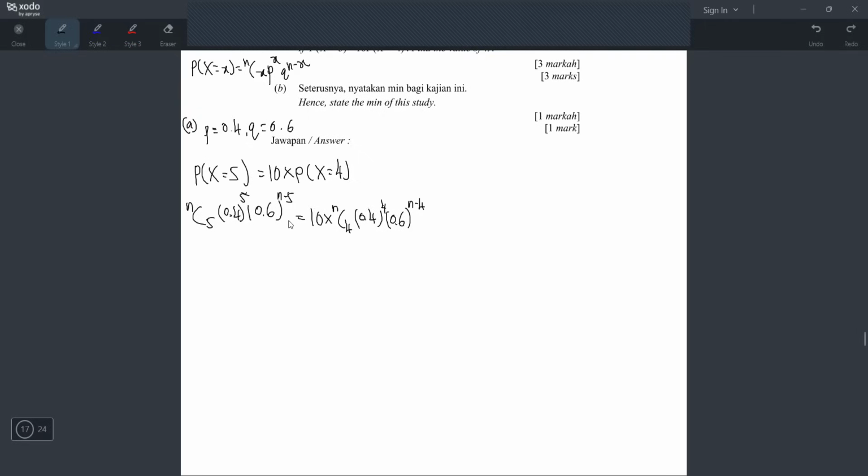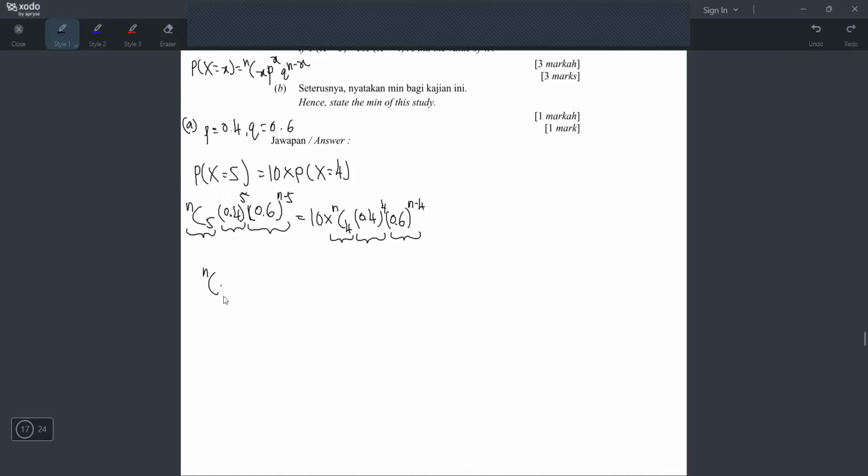Okay, if you look carefully here, this is the combination nC5, right? And on the right side there is also the combination nC4. Then what about this one? This one is 0.4 power 5, which means the base is 0.4. But if you look at the other side, there is also a base 0.4, right? Then finally, we look at the 0.6 power n minus 5, and this part also has 0.6 power n minus 4. It means we can do it with the same base.